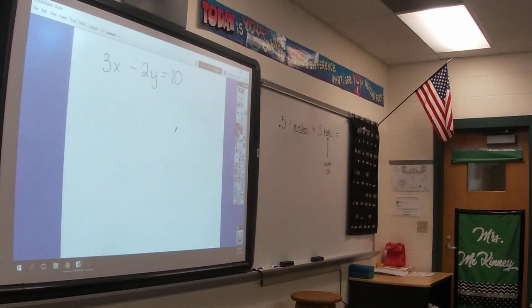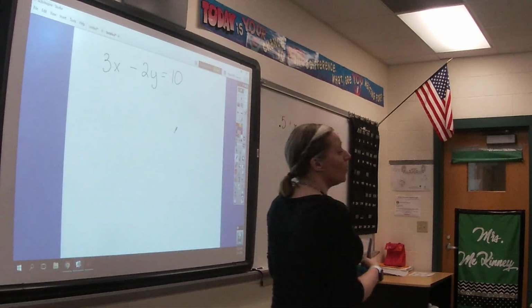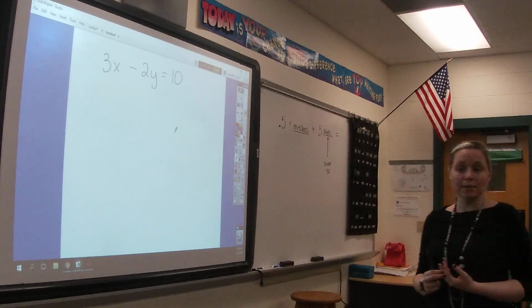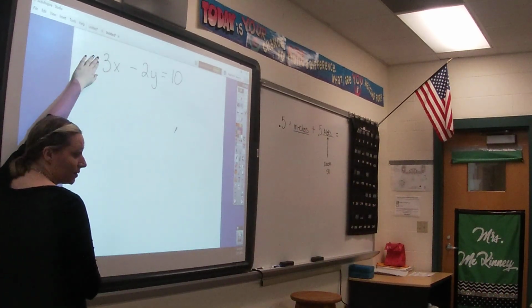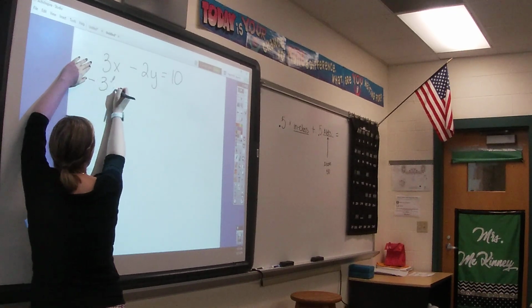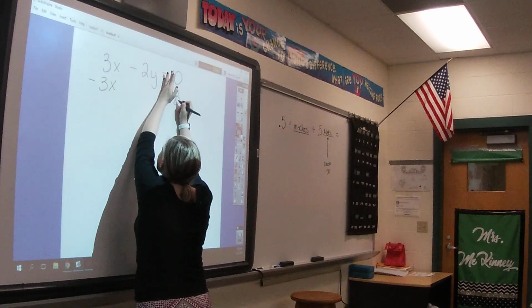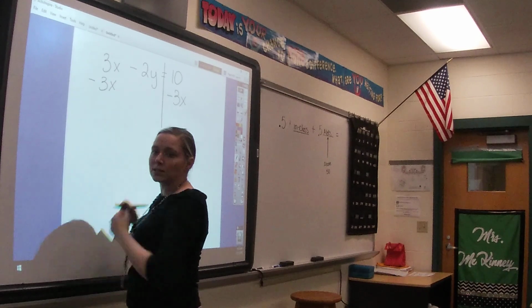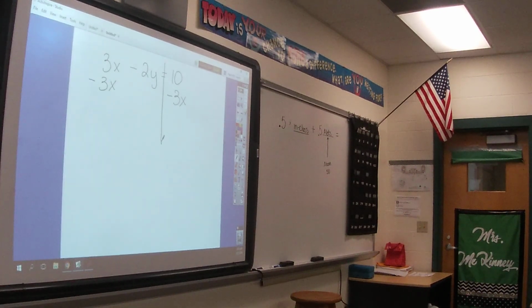So maybe we have 3x minus 2y equals 10. Step number 1 says are x and y on the same side? Yep, so if they are, we are going to move the x with either addition or subtraction. So is that 3x positive or negative? Positive. So how do we move a positive 3x? We subtract 3x. And again, I'm doing that once on each side of the equal sign, right? So that line coming straight down here, once on the right, once on the left. It cannot happen twice on the same side.